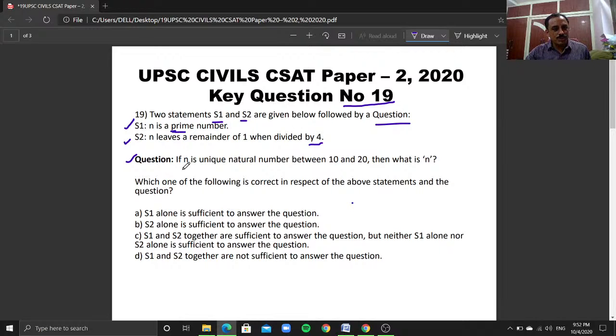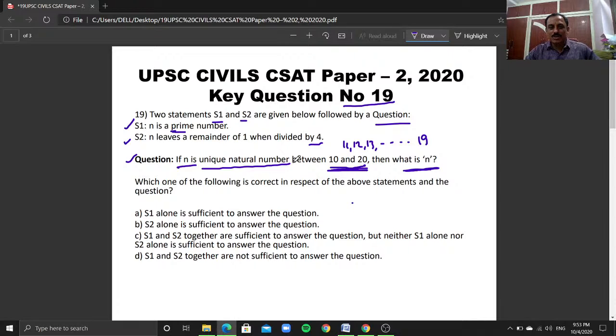Okay, now see here, the question. What is the question? If n is a unique natural number between 10 and 20, then what is n? Between 10 and 20 means 10 is not included, and 20 is not included. Between 10 and 20 means 11, 12, 13, 14 up to 19. How many numbers are there between 10 and 20? 9 numbers.